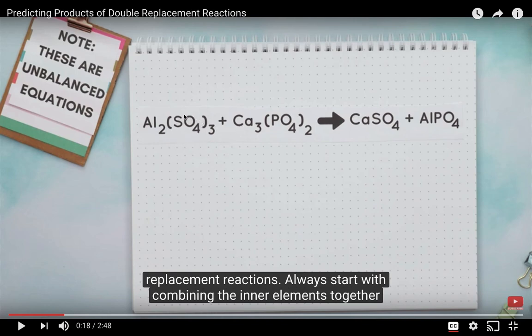Okay, if you notice, we have our metal, cation, metal, cation. We have our non-metal, polyatomic ion, also forms as an anion, and also another polyatomic, which is going to be an anion. Positive, positive, negative, negative.